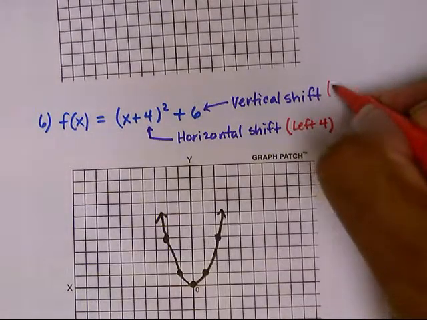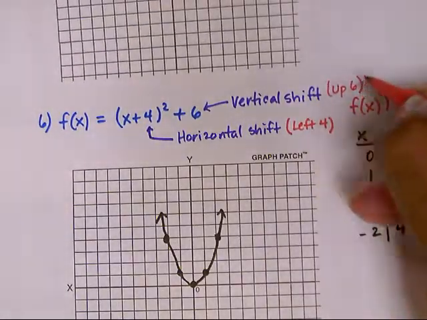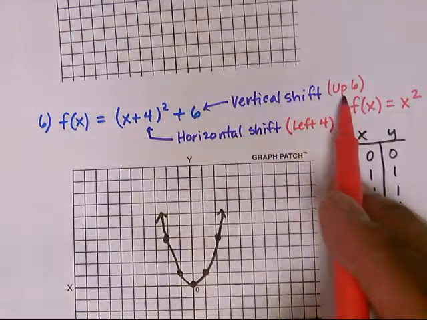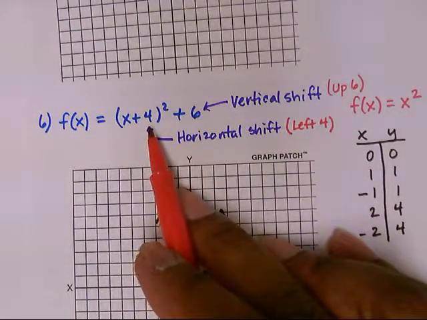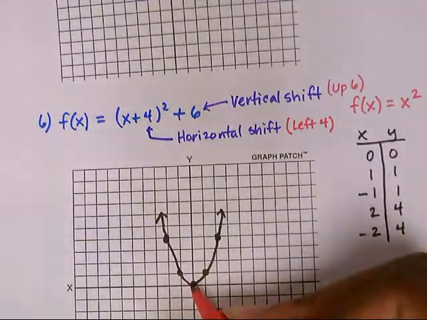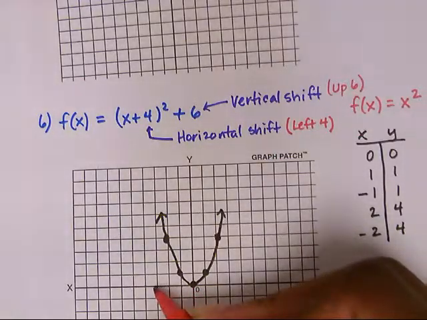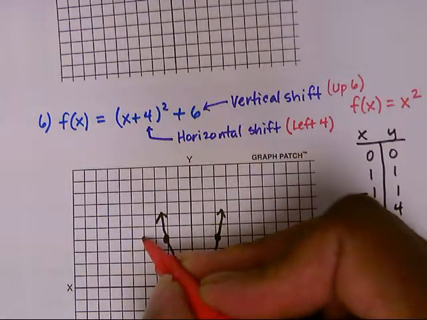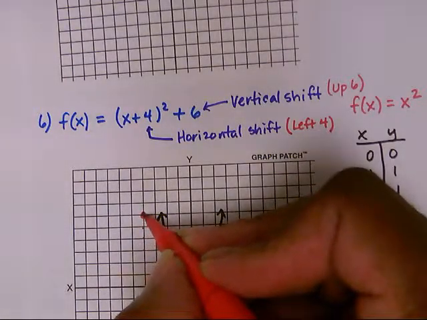And then for the vertical shift, I'm going to go up 6. Because it says plus 6, I'm going to move up 6. Plus 4, the opposite. Go to the left 4 with a horizontal shift. So for each point, let's start with 0, 0. I'm going to go to the left 1, 2, 3, 4, and up 1, 2, 3, 4, 5, 6.